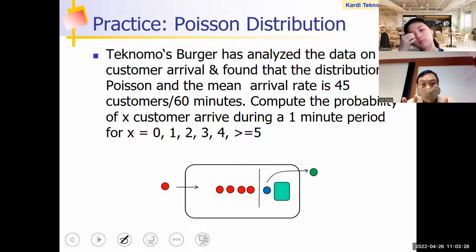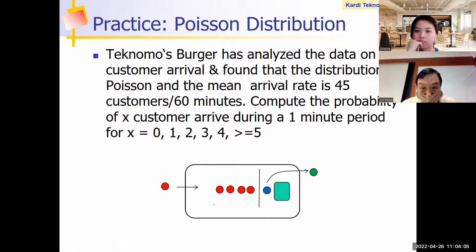Let's take an example here. I will name this just a fictive Technomo burger. Suppose we have analyzed the data from customer arrival and found that the distribution is Poisson. Arrival rate is 45 customers per 60 minutes. That's exactly the same as earlier. Now compute the probability of X arrivals during a 1-minute period for X equal to 0, 1, 2, 3, 4, and larger than 5. This is just one server.